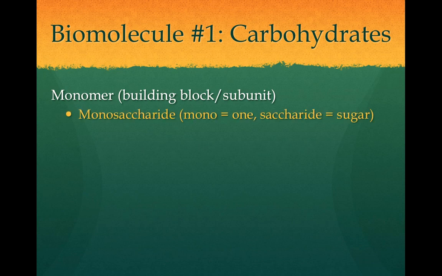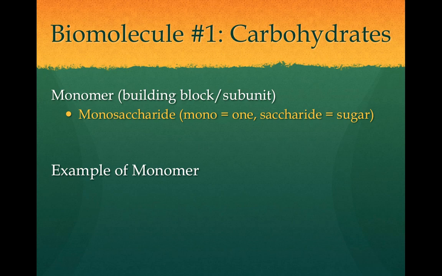And the monomer of carbs is this really weird long word, monosaccharides. Mono means one, saccharide means sugar. I would like you to highlight this in your notes. I will ask you what the building block or the monomer of carbs is, and this is what you need to be able to tell me. You need to be able to tell me monosaccharide.